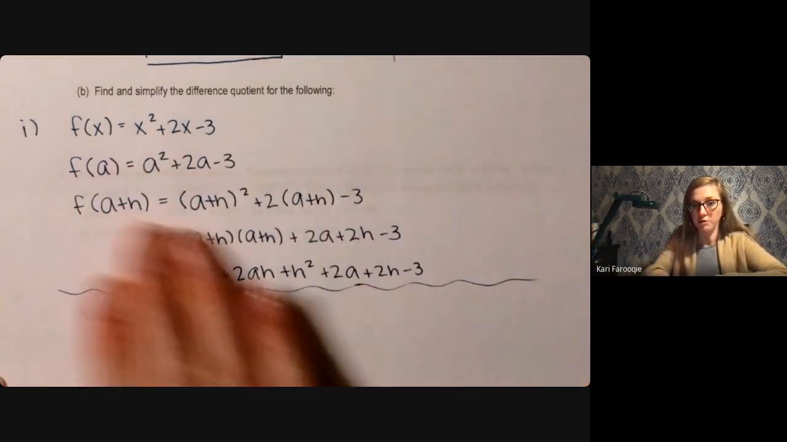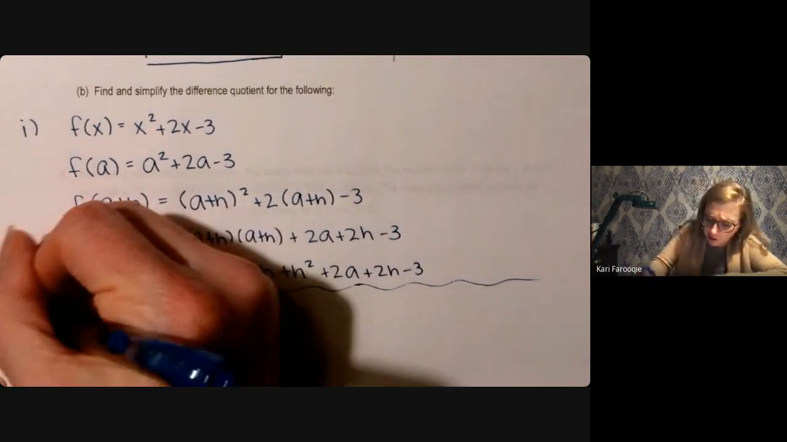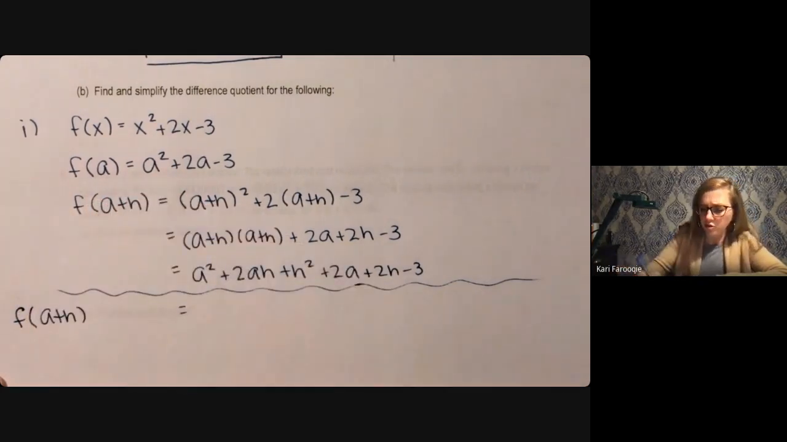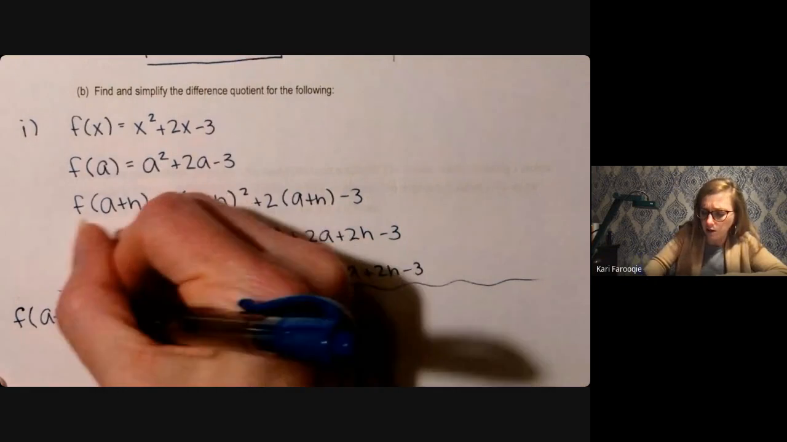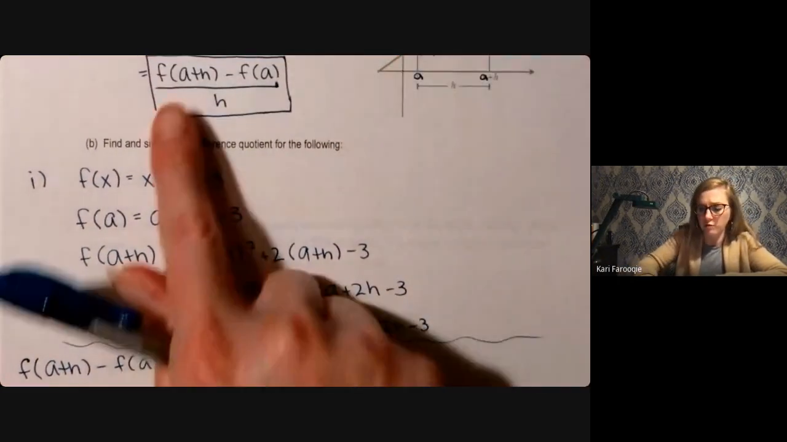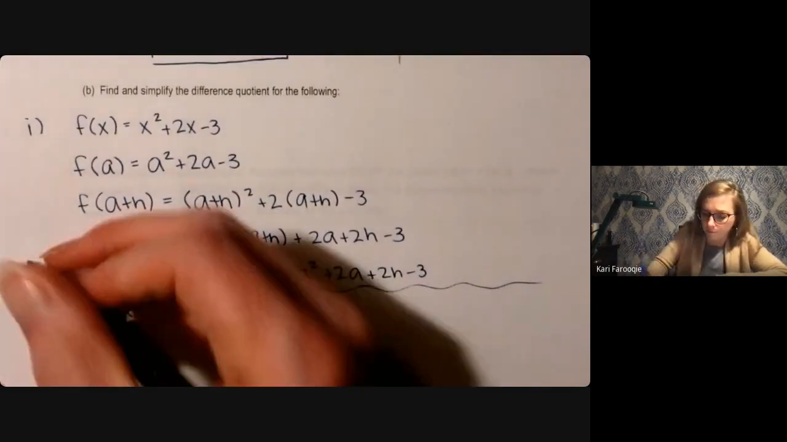This is our preliminary work. These were the initial steps. And if you feel like, wow, we already did a lot of work, yeah, we still have more to do, but that's okay. It's all good stuff. f of a plus h minus f of a. I'm going up here to the formula for my difference quotient: f of a plus h minus f of a, divided by h.